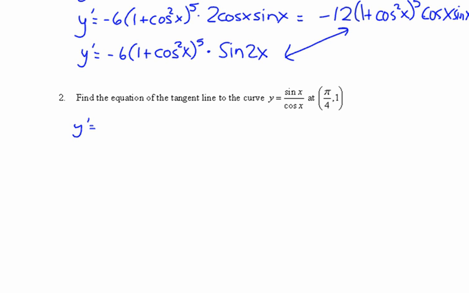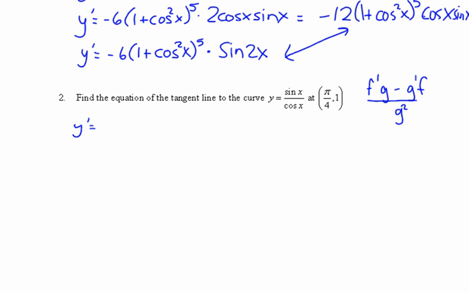Quotient rule. Okay, f prime g minus g prime f all over g squared. You need to know that by heart. It is pretty easy, but okay.